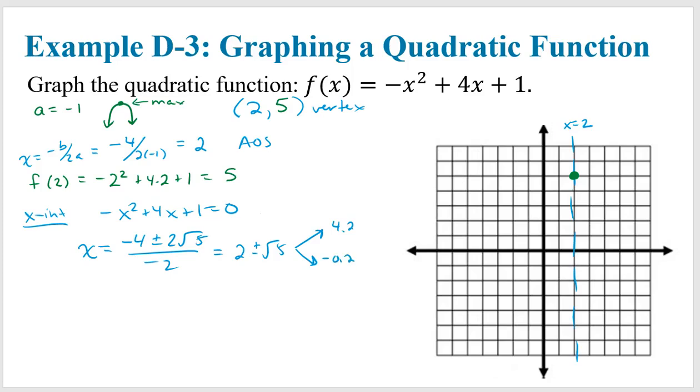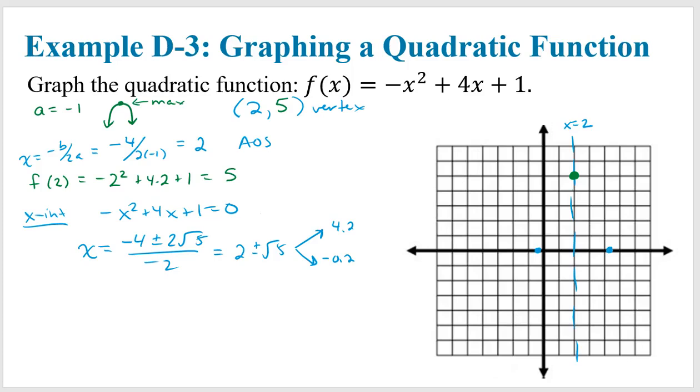So I go over to my graph, and at 4.2, I would put an x-intercept, and at negative 0.2, which would be about right there. So notice those are symmetric, so that's good. And that's another way you can check to see if you did all that correctly: if they don't come out symmetric, then you know you've made a mistake.